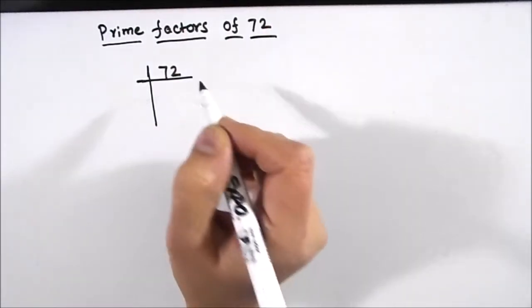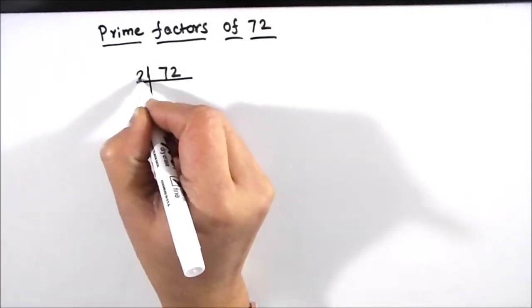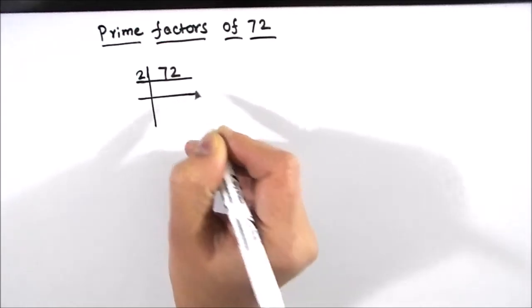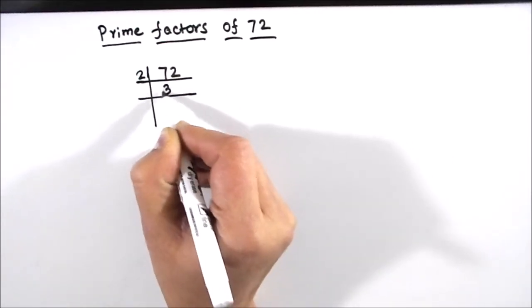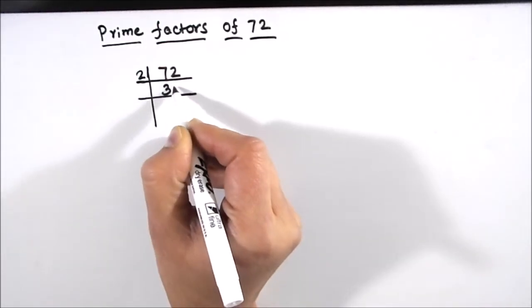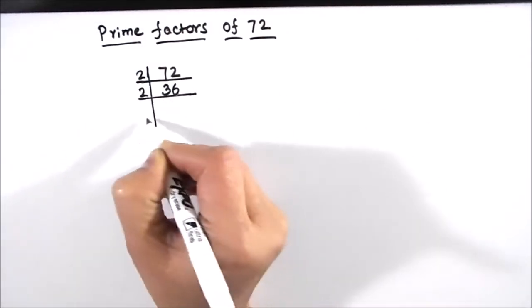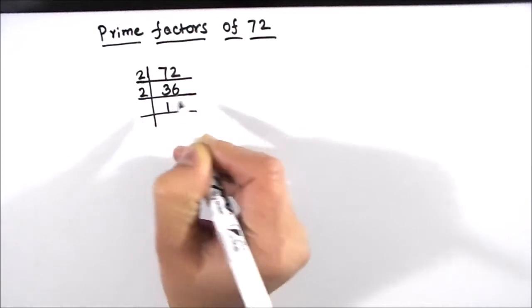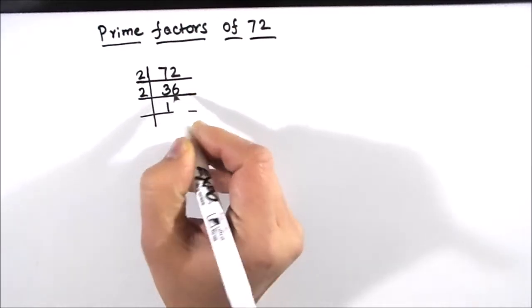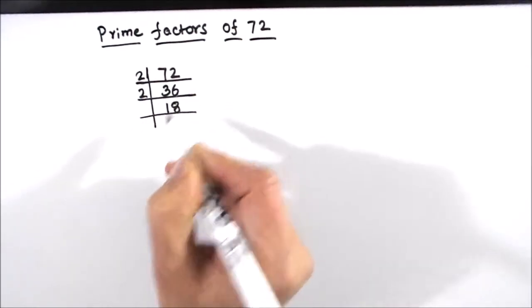As 72 is an even number, it is easily divisible by number 2. 2 is our first prime number. So 2 times 3 is 6. This becomes 12. 2 times 6 is 12. Again we can divide 36 by 2. 2 times 18 is 36. This becomes 16. 2 times 8 is 16.